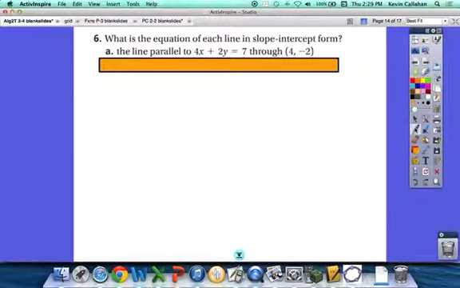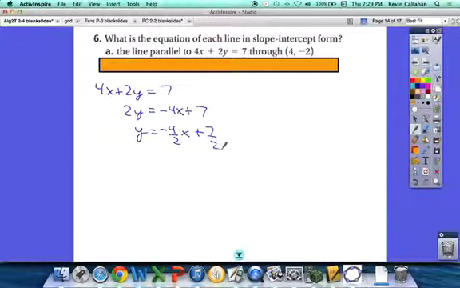So let's do that. 4x plus 2y equals 7. All right, 2y equals negative 4x plus 7. Y equals negative 4 over 2x plus 7 over 2. So y equals negative 2x plus 7/2. Okay, so what is the slope of this line? Negative 2, right? This line has a slope of negative 2.